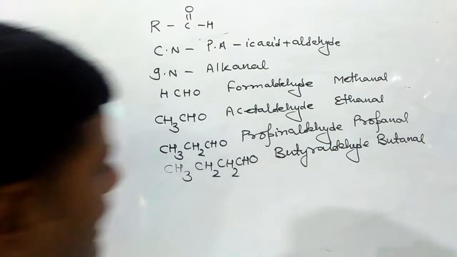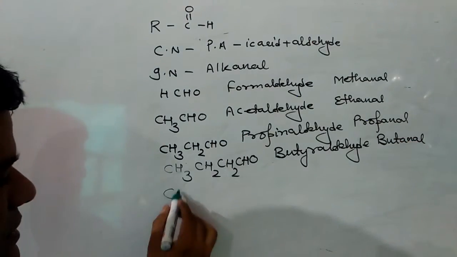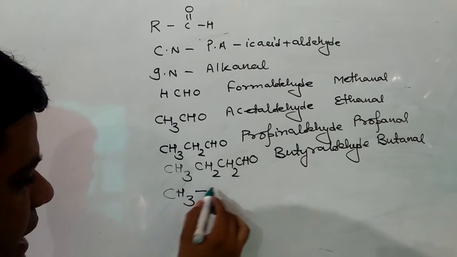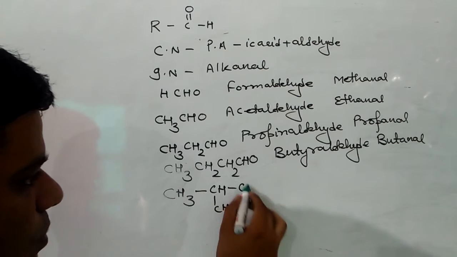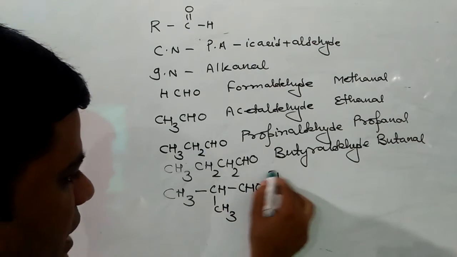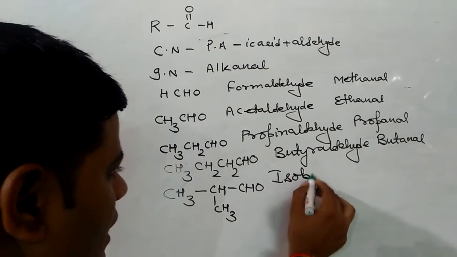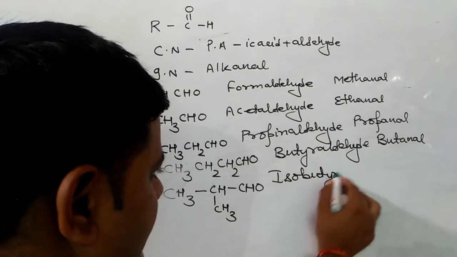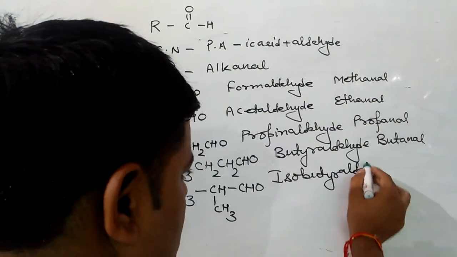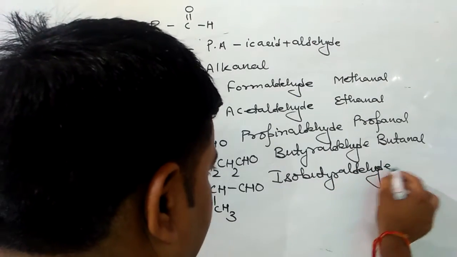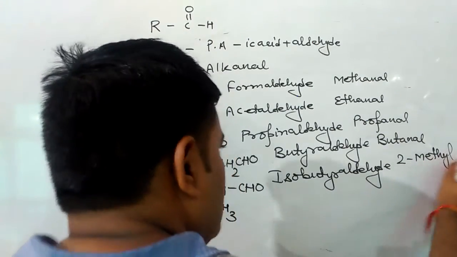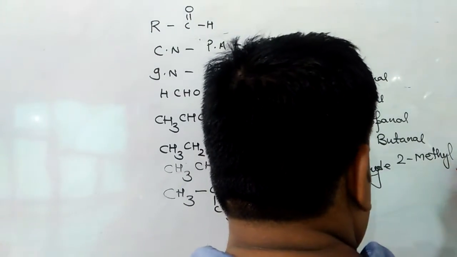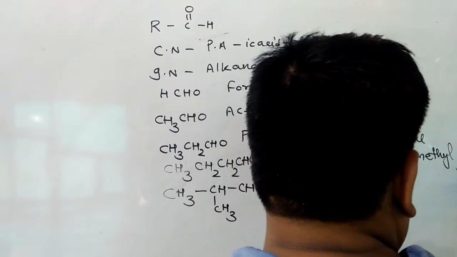Next we can take the chain isomer of it, (CH3)2CHCHO. Common name for this will be isobutyraldehyde, and IUPAC name will be 2-methylpropan-1-al.